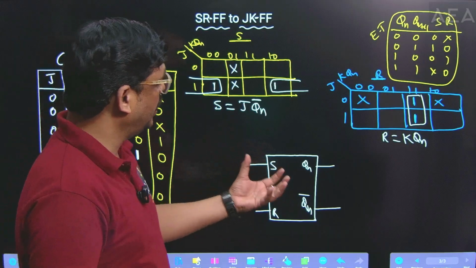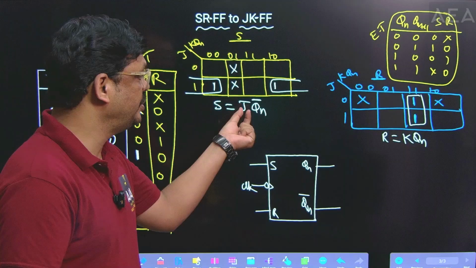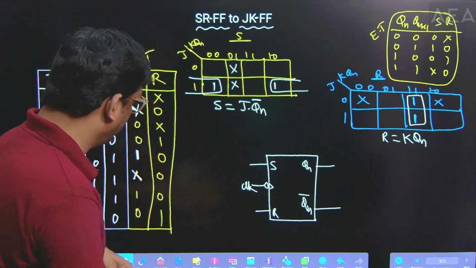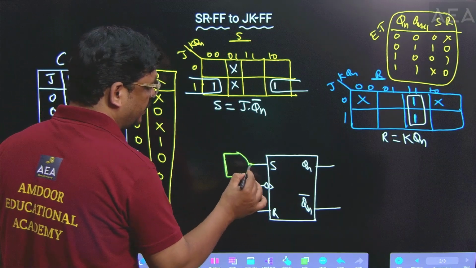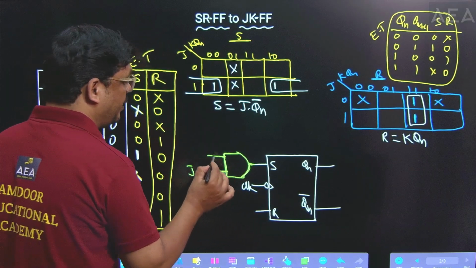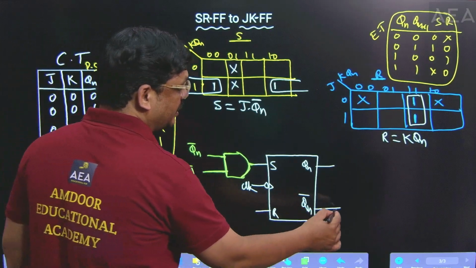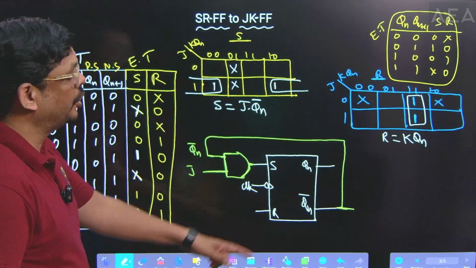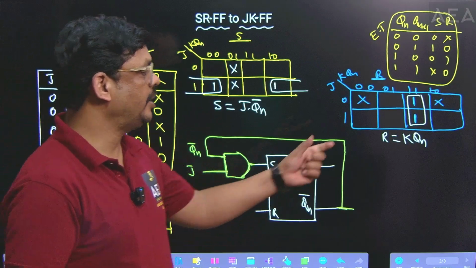Now we have to convert this SR flip-flop into a JK flip-flop. For that purpose, S input is equal to J Qn bar, J dot Qn bar. So it requires externally one AND gate. Draw one AND gate here. This AND gate requires two inputs. One input should be the J input and another input should be Qn bar. So Qn bar is already available here. That's why I am directly taking Qn bar from this combination. So Qn bar is connected to the J input AND gate. This one is finished.